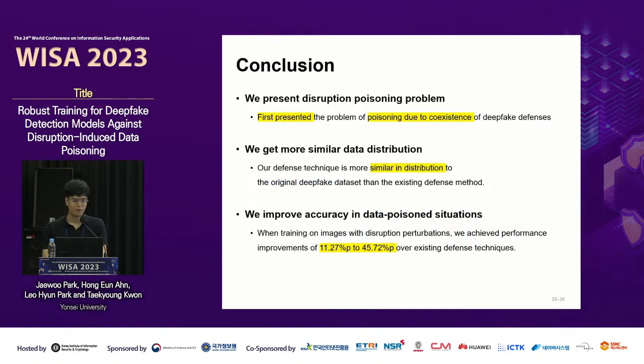In conclusion, we present for the first time a way to address the problem that can arise when deepfake disruption techniques and detection model techniques coexist. We show that our method is more similar in distribution to the original deepfake dataset than existing defenses. We also show that detection models trained on the purified data with our method outperform detection models trained with existing techniques by 11.27 percentage points to 45.72 percentage points. Finally, we hope that our detection model training framework can be used to train robust deepfake detection models, which will help prevent the harm of deepfakes.